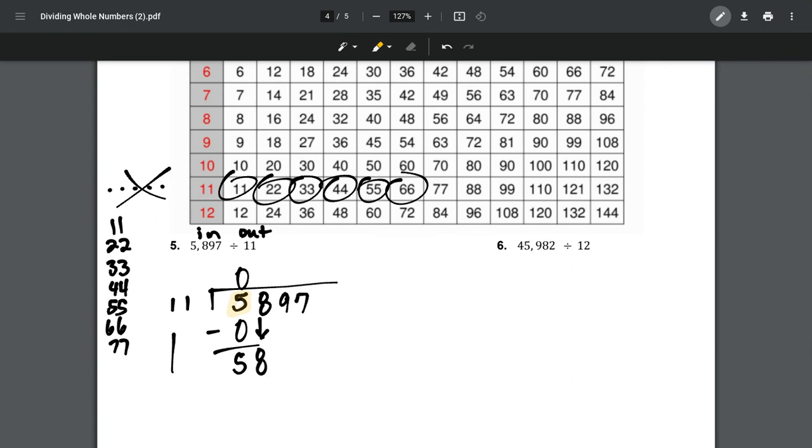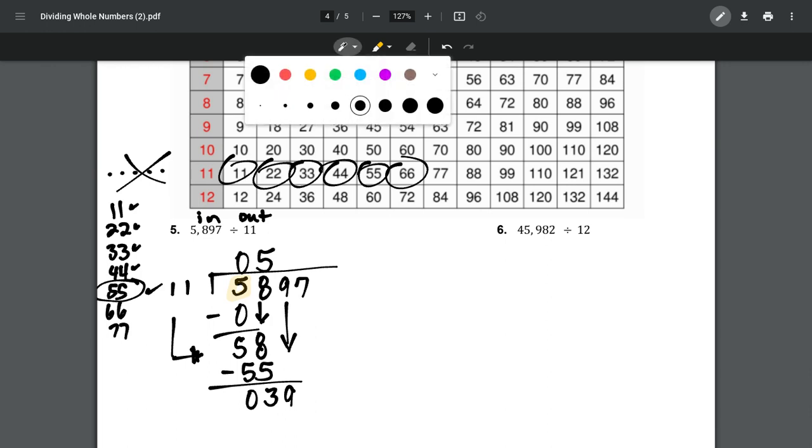Now, repeat the process. Whenever you bring down, repeat the process. How close can I get to 58 without going over? Well, that would be 55. If I go to 66, 66 is higher than 58. So that's 1, 2, 3, 4, 5 groups. So put the 5 above the 8, the number you brought down. Subtract the number you circled, which was 55. Now I'm going to subtract. 8 minus 5 is 3, and that's 0. Then I bring down the 9.